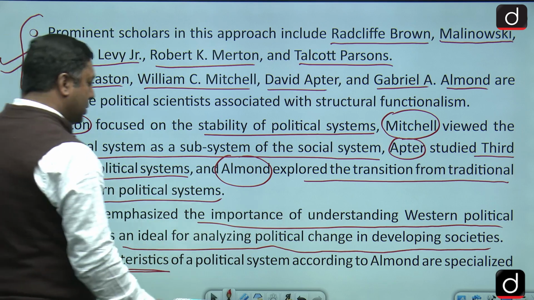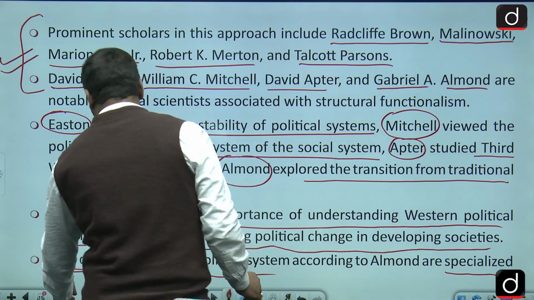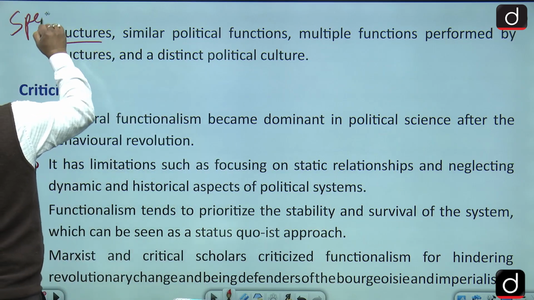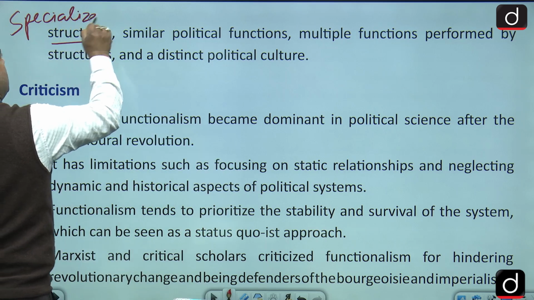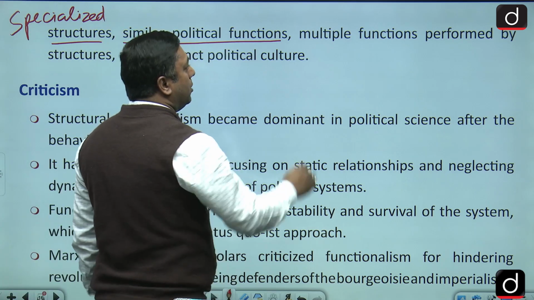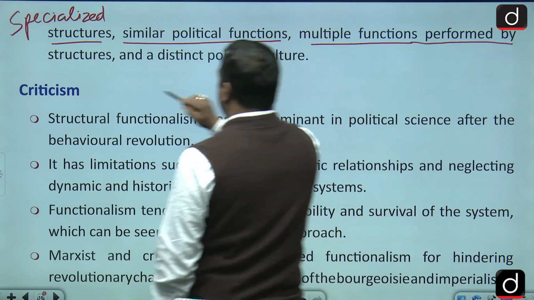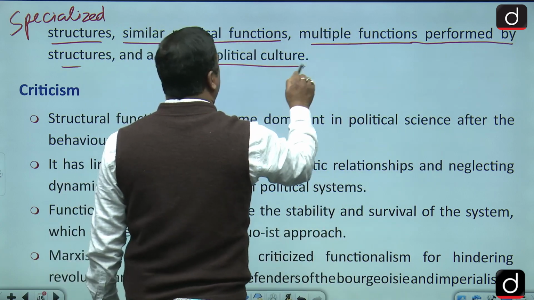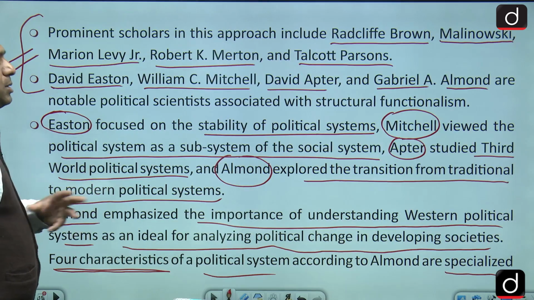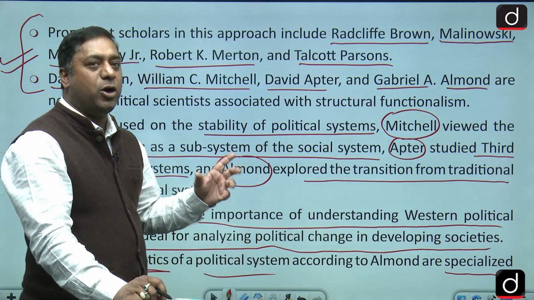Okay, and the four characteristics of a political system according to Almond are: first, specialized structure; second, similar political function; then multiple functions which are performed by the structure; and the last one is distinct political culture. So Almond talks about four characteristics of the political system.